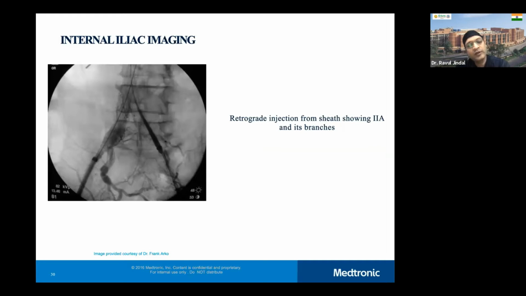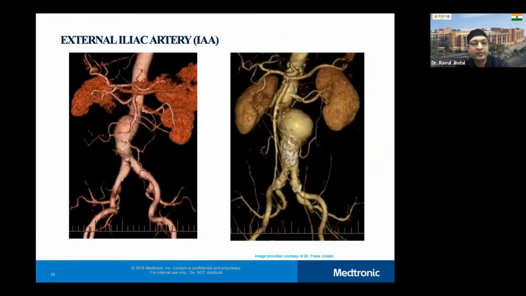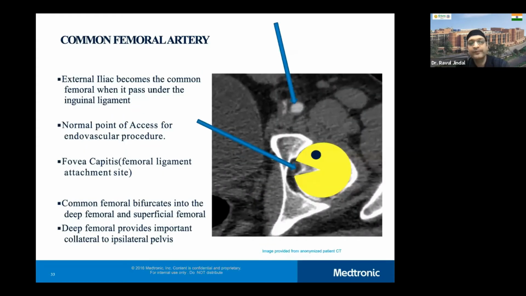Sometimes if you want to see the origin of the internal iliac very clearly, then always try an opposite oblique and then see the vessel. That really gives you a very good view. The external iliac artery could be a landing zone in some patients, and it could be tortuous. This is also a source of morbidity because sometimes it's very small and taking the conduit up is difficult. And you can see the external iliac arteries here are very tortuous in some patients.